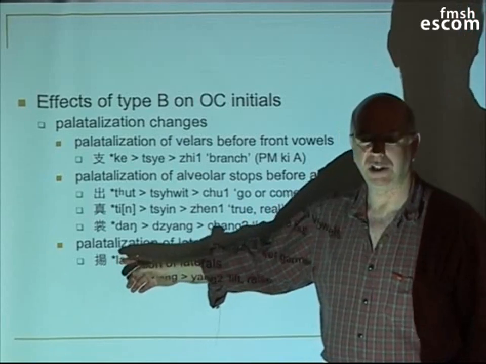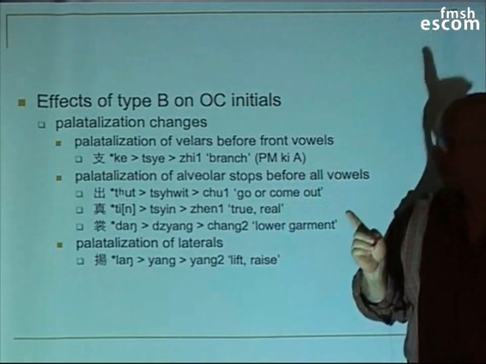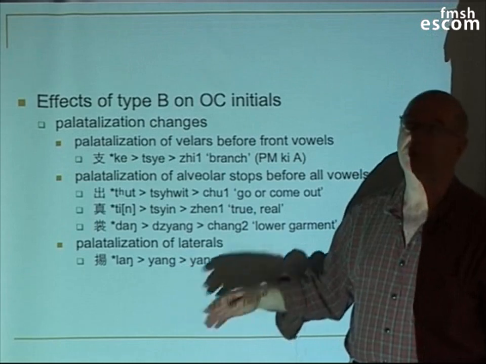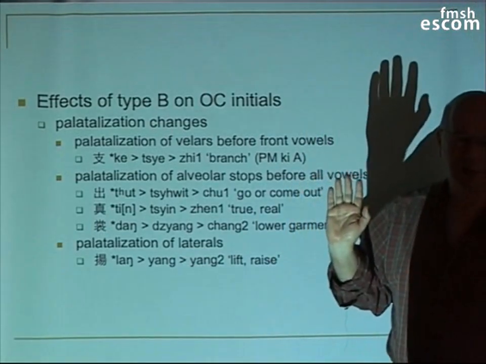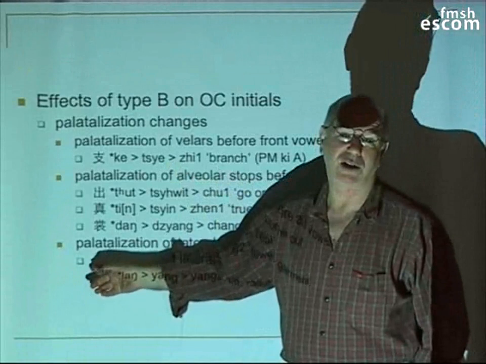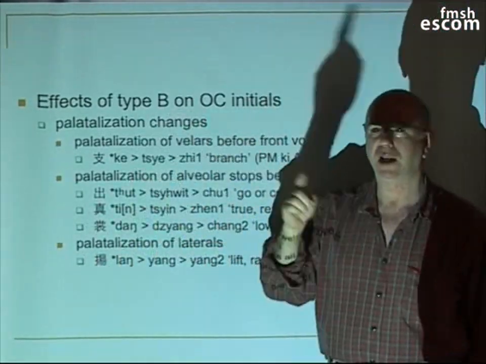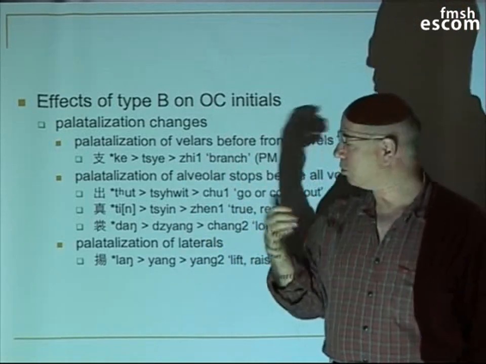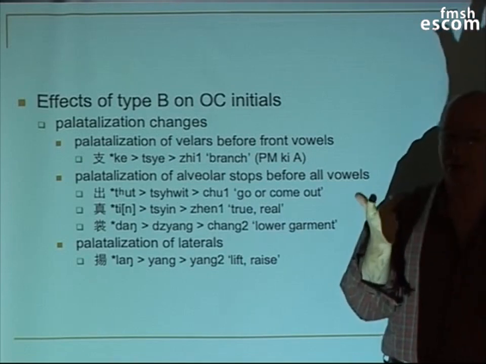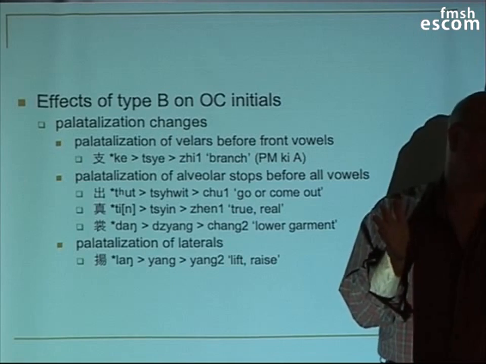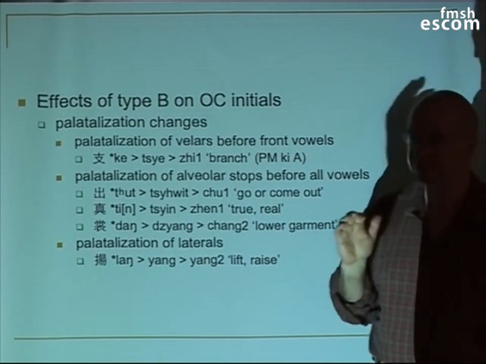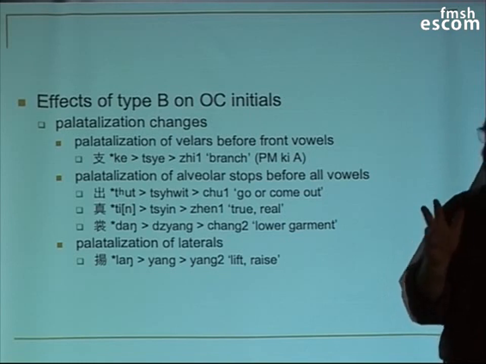Type A L will go to D or TH, but it will not go to T. Type B L will go to Y or X, but it will not go to the other. So in lateral series that were Lang in Old Chinese, Lang type A, Lang type B, you will get a mix in Middle Chinese of D, TH, Yod, Qi, but not T. And that's how you can tell these things, because they don't have T. That's one of the criteria that you can use.